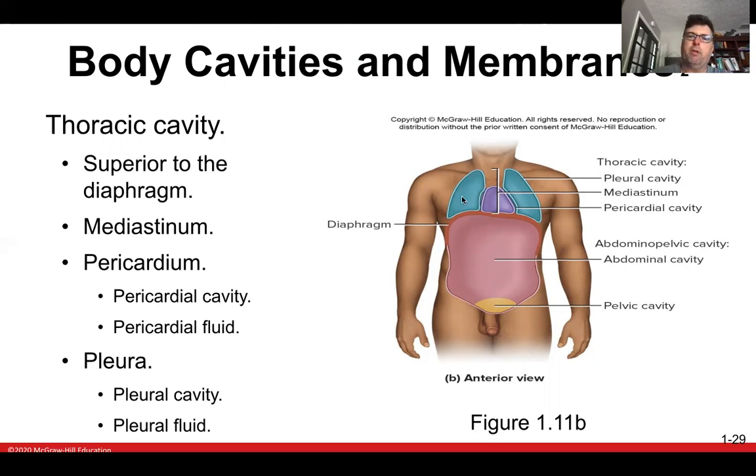The pleura are the membranes that surround the lungs, and they form the pleural cavity. They line the pleural cavity, and they also cover the lungs. And in between the two layers of the pleura, you will find the pleural fluid, which lubricates the lungs so that they don't chafe when they expand and contract. Same thing with the heart. There's two layers of pericardium with fluid in between that lubricates the heart so that it doesn't chafe or rub as it pumps continuously.